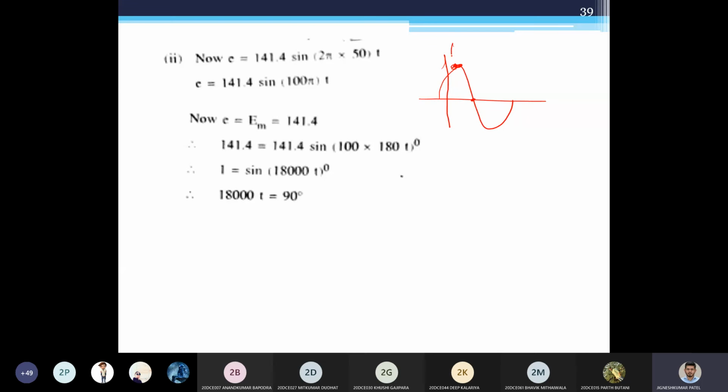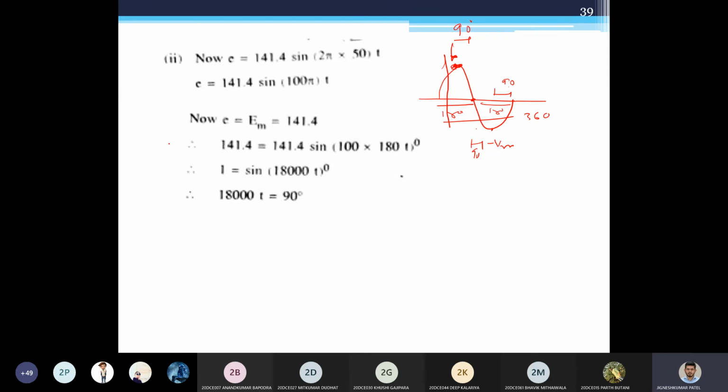Whenever there is a maximum, after the maximum it will take 90 degrees to reach 0. In the same way, after one more 90 degrees it will become negative maximum, and again after 90 degrees it will become 0. So again this will be 90. If you sum up this 90 and 90, this is 180, and this is again 180. So it is actually a 360 cycle completed. This is how it is completed.